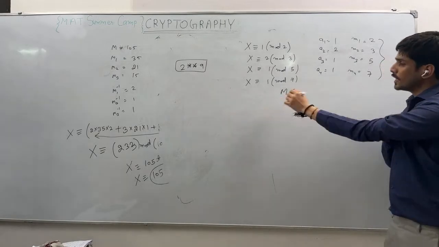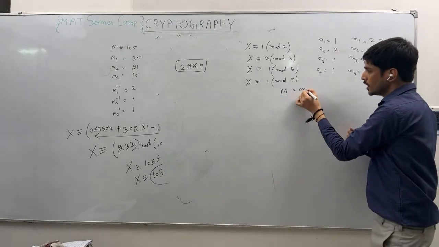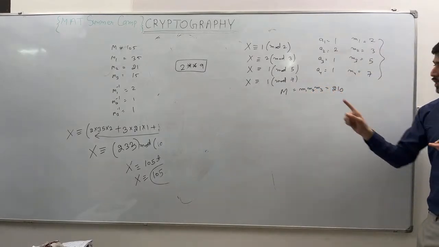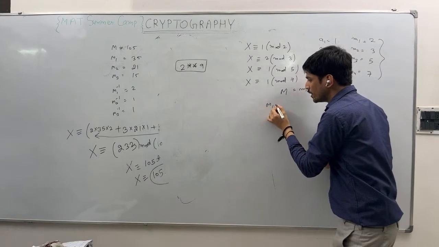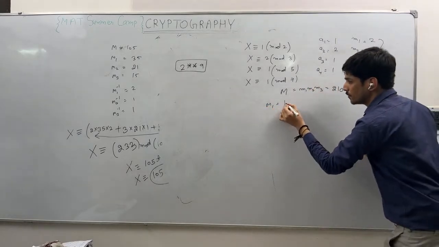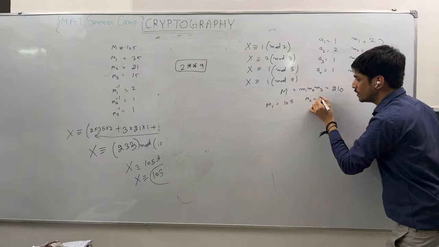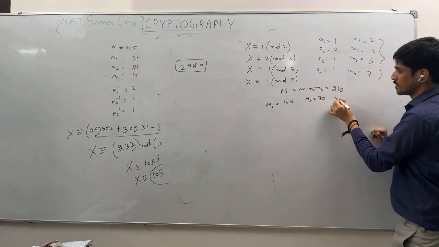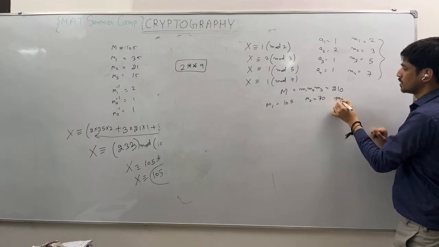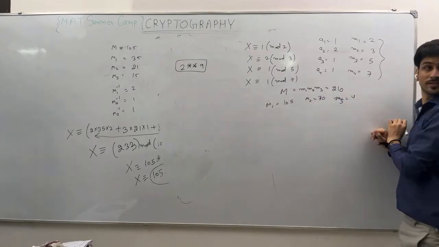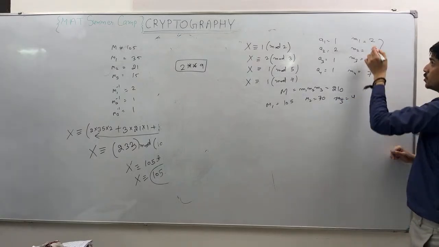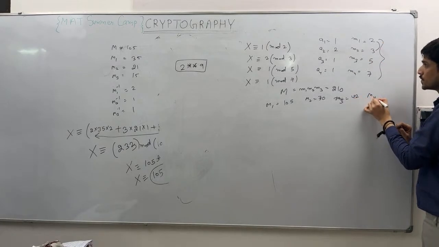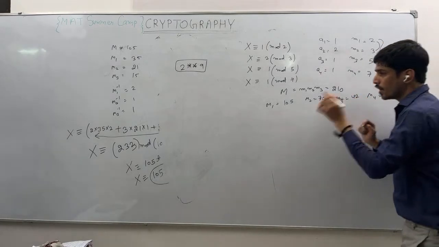Inverse, I'll explain. What is the capital M? First of all, tell me. This one is 210. Okay. So all of you try to understand this theorem, then we'll learn. This one is clear. Now, capital M1, 105. Very good. Capital M2, 70. Capital M3, 42. M4, 30. Okay. Now we'll find M1 inverse.